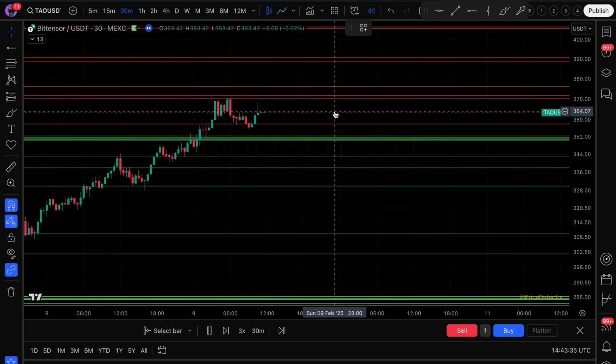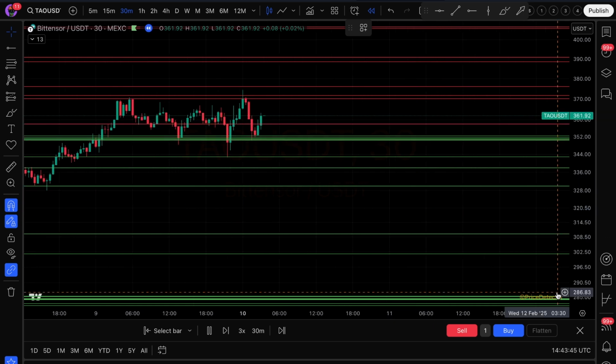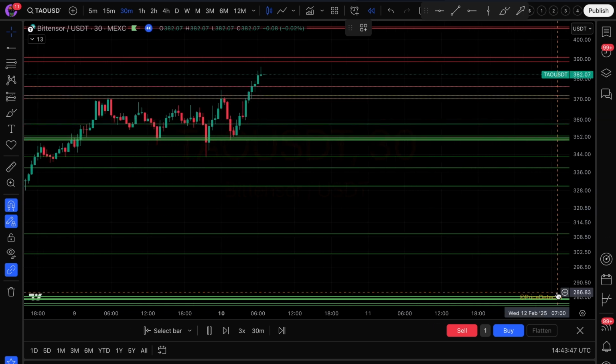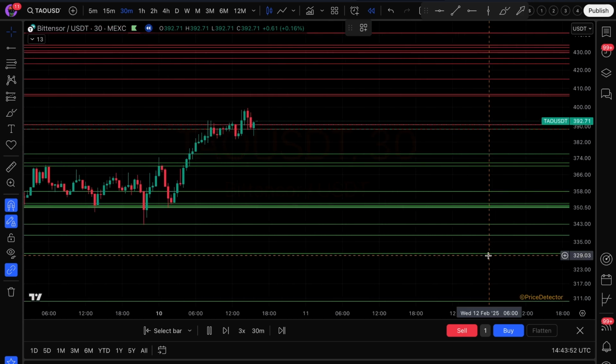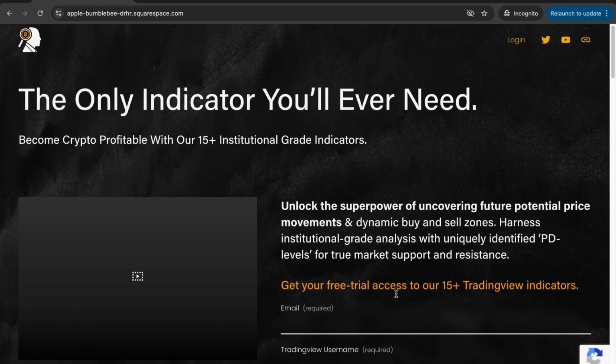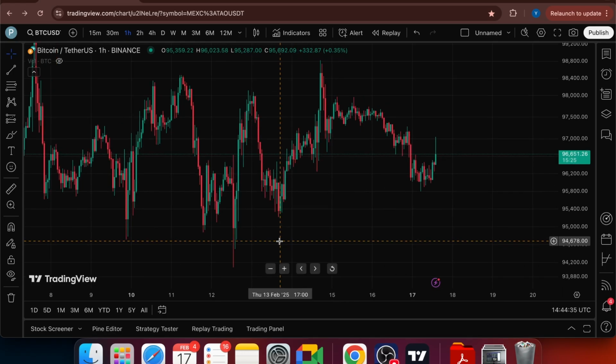And during this ping pong is where you could profitably trade consistently. Wow. And what we'd love to announce is that these levels will be free for a limited period of time for trial access. We'll link down below this page where you could input your email and Tradingview username. And don't worry guys, it actually works for free accounts.